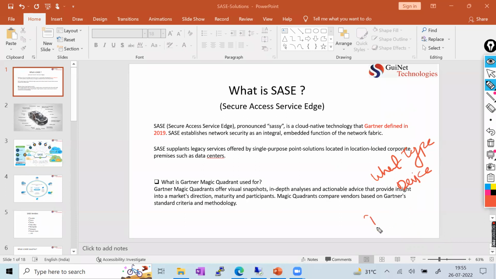Let's say I don't want to use my office laptop, I just want to bring my own device. You must have heard about BYOD, right? If I am bringing my own device, my own laptop, I should still be able to access all my internal applications. And not only that, my network should also be capable of enforcing all kinds of security perimeters.